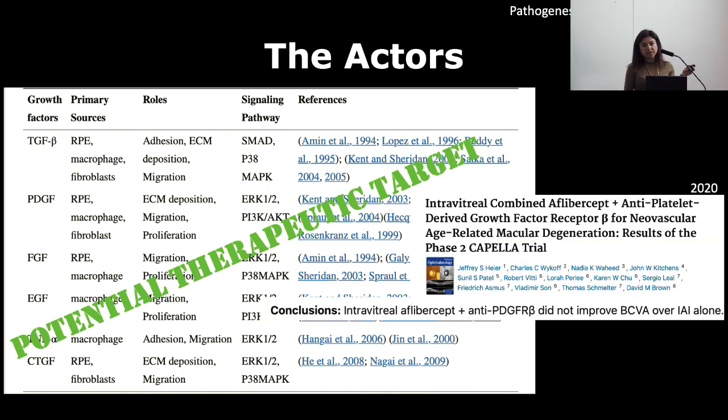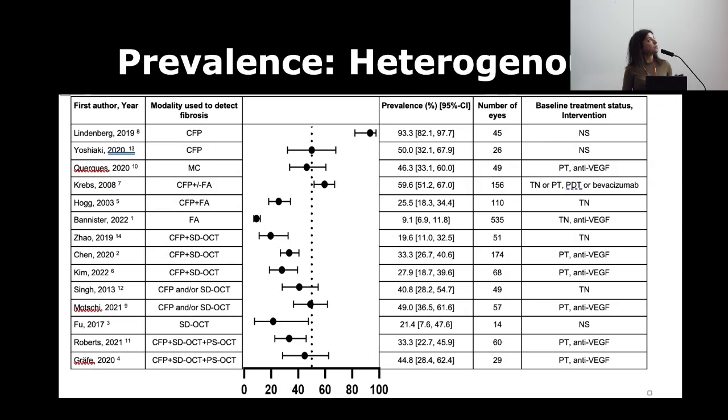This is one of the most recent. It was published in 2020. It was an attempt to combine aflibercept with anti-platelet-derived growth factor, but the authors concluded that at the end of the trial, there was no advantage to combining the two drugs, and they were not superior to intravitreal aflibercept alone.